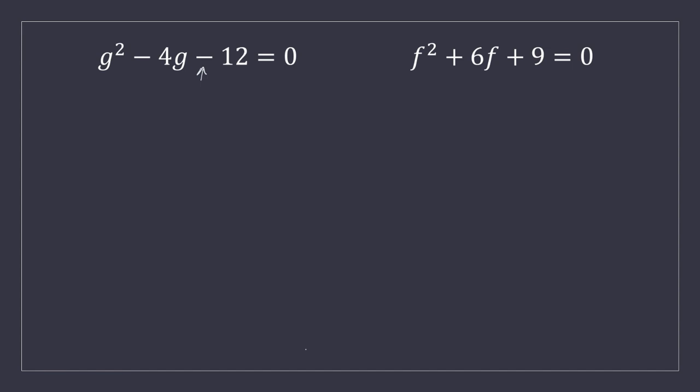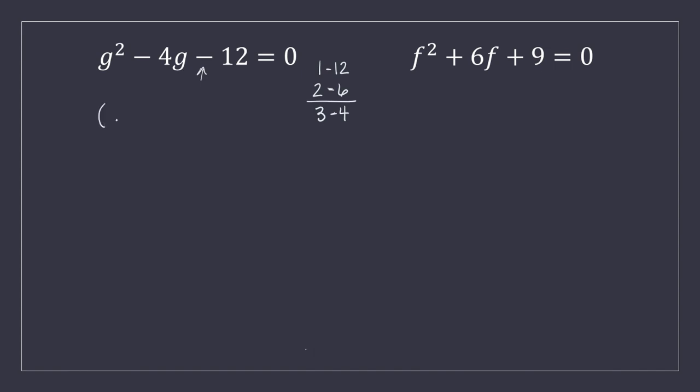Well, let's think about all the factors of 12. I'm going to write them out just so you can see them. I don't expect you to; you can think through them, and that's fine. So I've got 1 and 12, 2 and 6, 3 and 4. Which of these pairs can I subtract to make 4? Well, 1 minus 12 is 11. 2 minus 6 is 4, and 3 minus 4 is 1. So 2 minus 6 is the one that I want to go with.